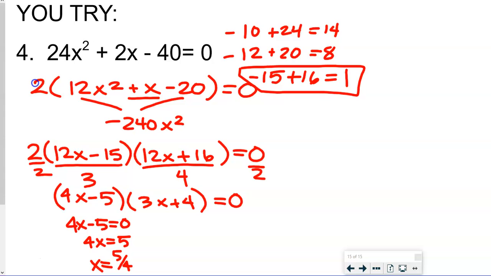Then we've got 3x plus 4 equals 0. Subtract 4 from both sides. That gives us 3x equals -4. Divide both sides by 3. X equals -4/3.